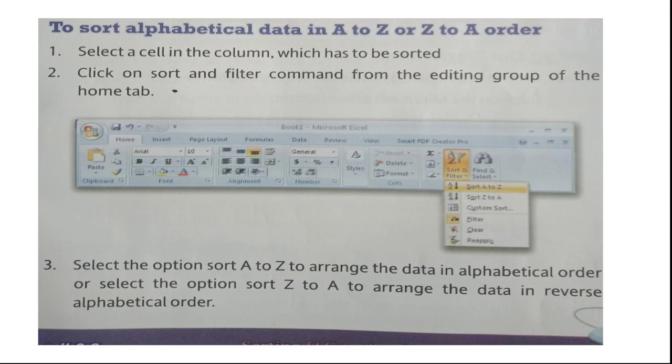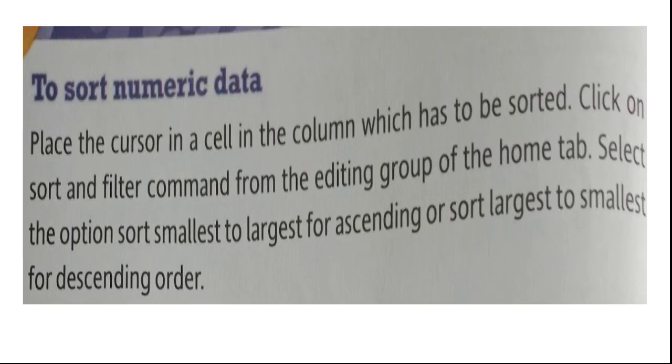Now we have selected the sort and we selected A to Z. Select sort A to Z to arrange the data in alphabetical order. Select the option sort Z to A to arrange the data in reverse alphabetical order. Whichever option is required, we have to select it. If reverse alphabetical, it would be sorted from Z to A.